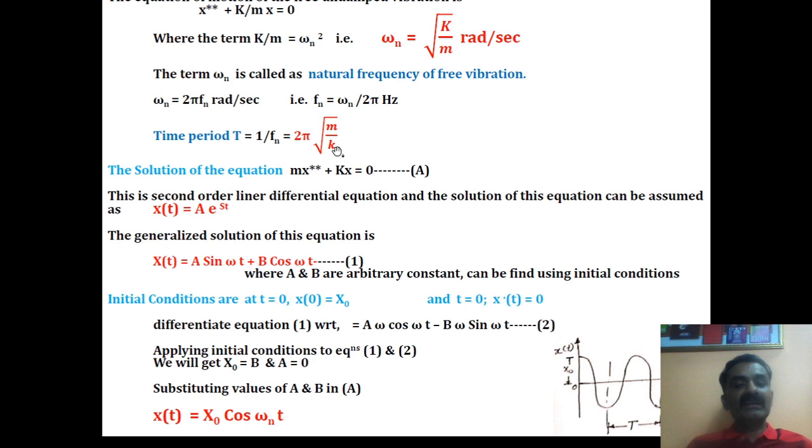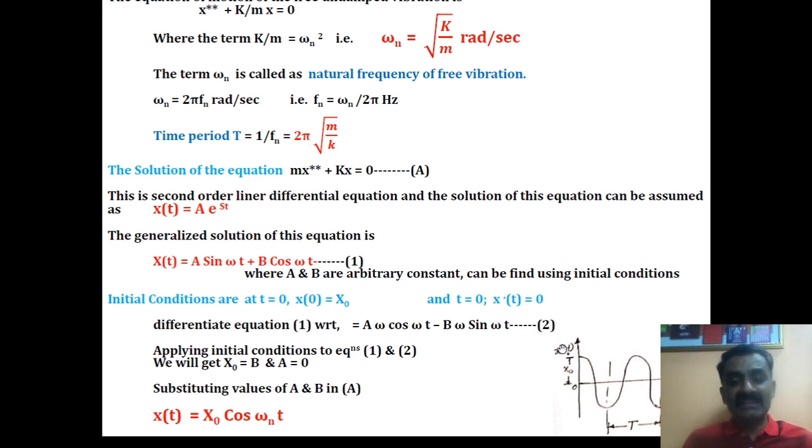Now we'll find the solution of this equation, mx double dot plus kx equal to 0. This is a second order linear differential equation you have studied in previous semesters. To find the solution, we assume that x is equal to A e raised to st. From this assumption, we get the generalized solution, x as a function of t: a sin omega t plus b cos omega t, where a and b are arbitrary constants, and those constants can be found from the initial conditions.